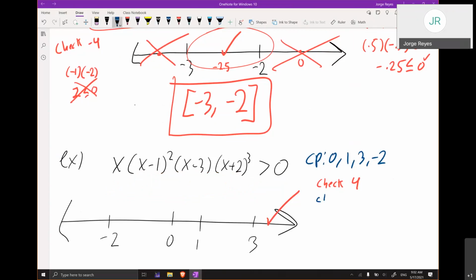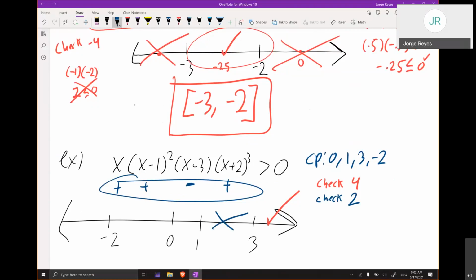But if this is a little confusing to you, then feel free to still plug in numbers. Okay, so now I'm going to plug in 2. Here I'm going to get a minus sign, right? This is a plus. So when I multiply all of these together, you're going to get a minus sign, which is bad. So not here.